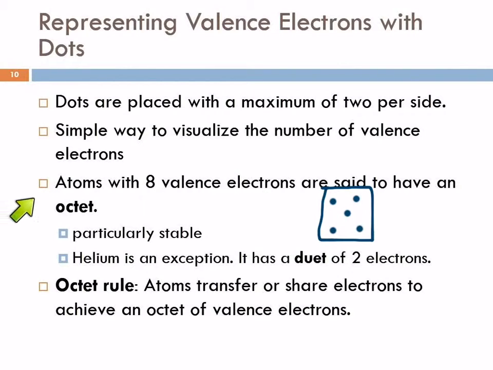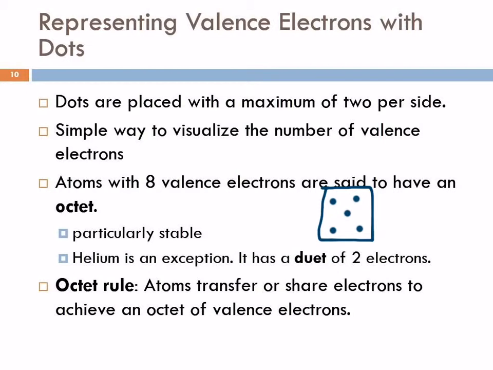We learned from talking about quantum theory that atoms that have 8 valence electrons are especially stable. And we said that was why the noble gases are also stable and unreactive, is because they have 8 valence electrons. 8 valence electrons is called an octet. Just like 8 people singing together, 8 valence electrons is an octet.